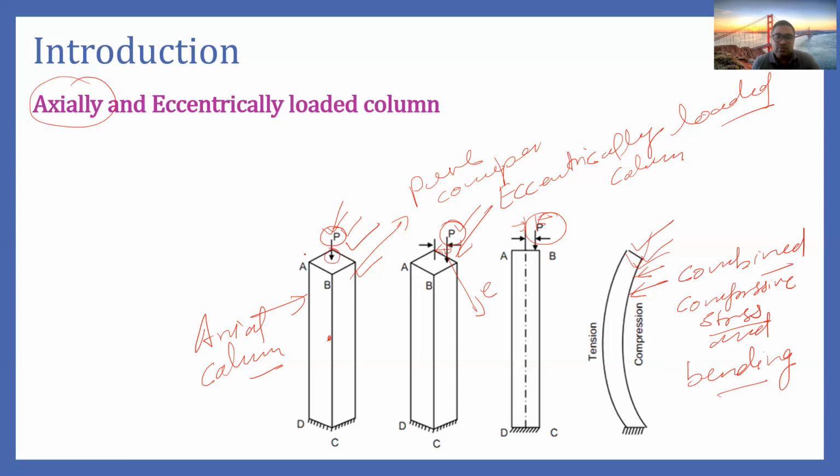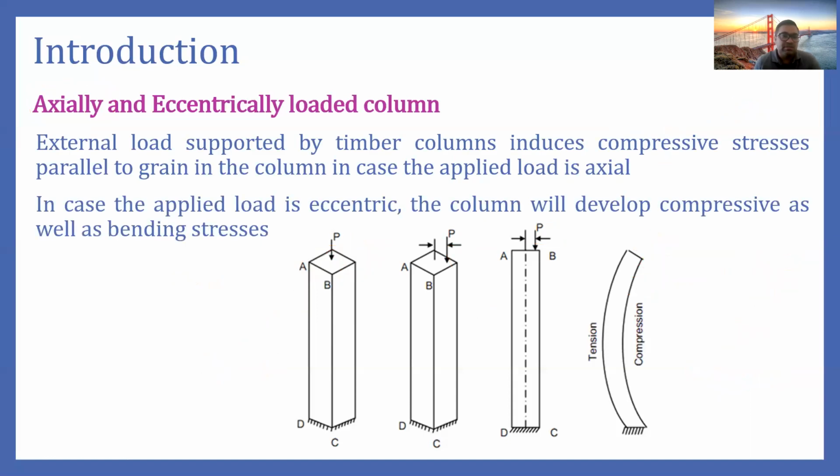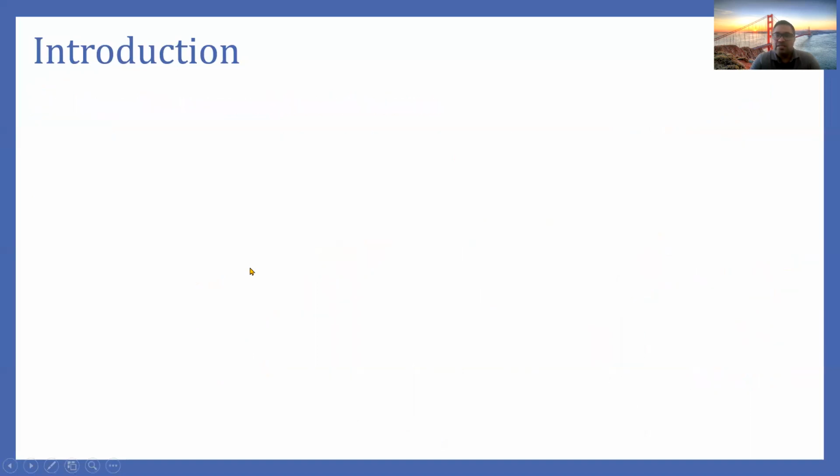But in case of an axially loaded column, it will be under compressive stress only, because in this case the column is actually compressing, it is not bending. So that is the basic difference between axially loaded and eccentrically loaded column, and that is what I have written here. In the case of an eccentric applied load, the column will develop compressive as well as bending stresses. So that is the basic difference between axially and eccentrically loaded column.